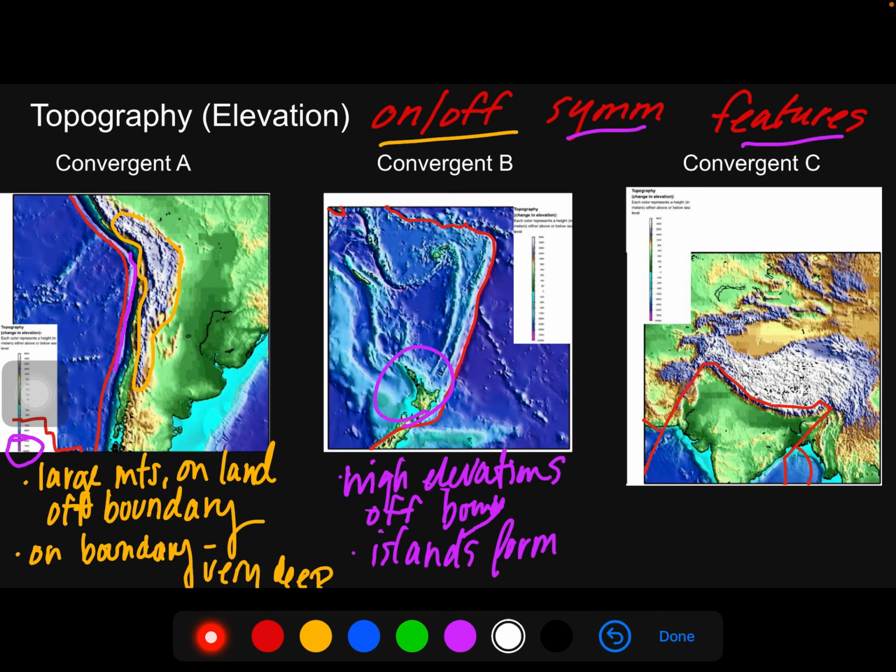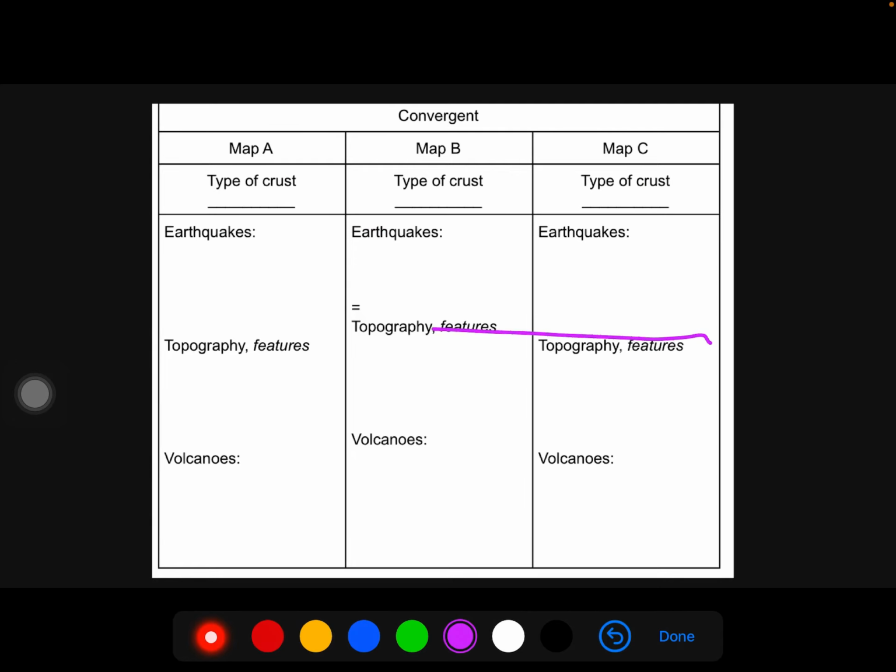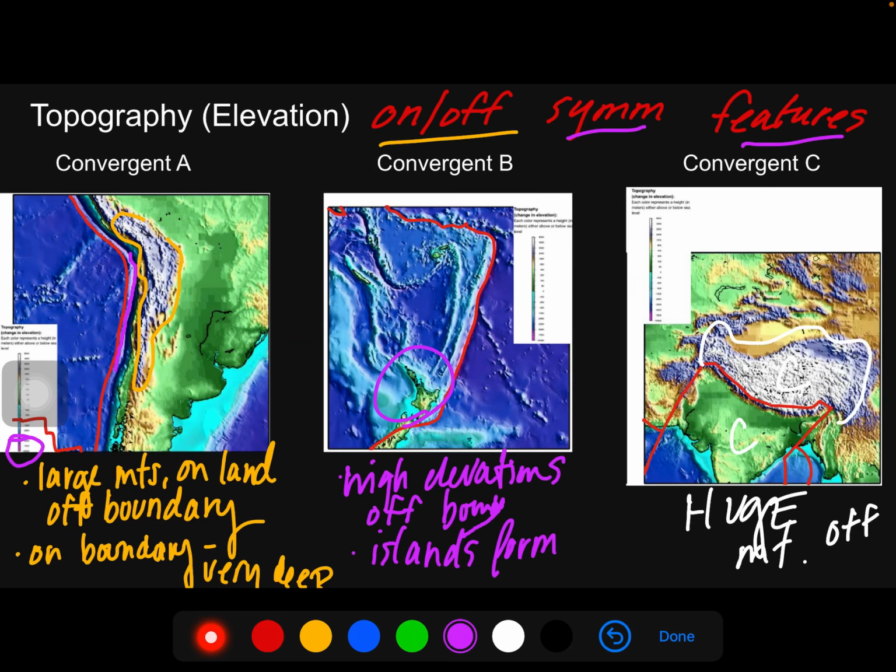All right, last one, convergent. This is, of course, continent, continent. So we're not looking at any oceans or really deep points. What we're really looking at is this guy right here. Huge mountain ranges. And those are happening off the boundary. They don't just cross over it, right in the middle. Okay, so now you have your topography section here. Again, thinking about your similarities and differences as we're moving forward.